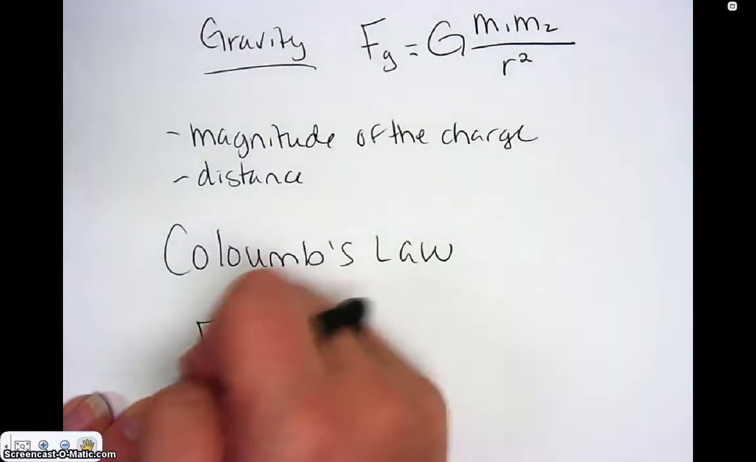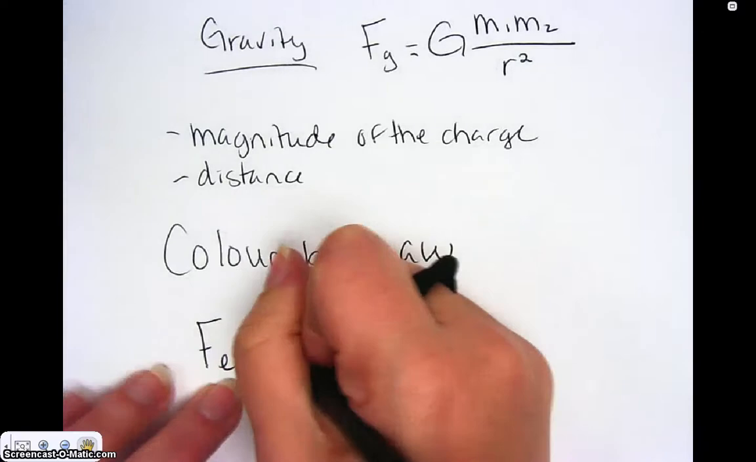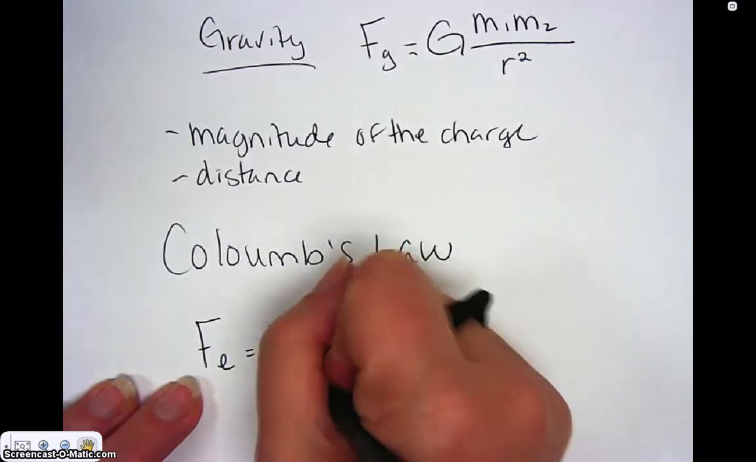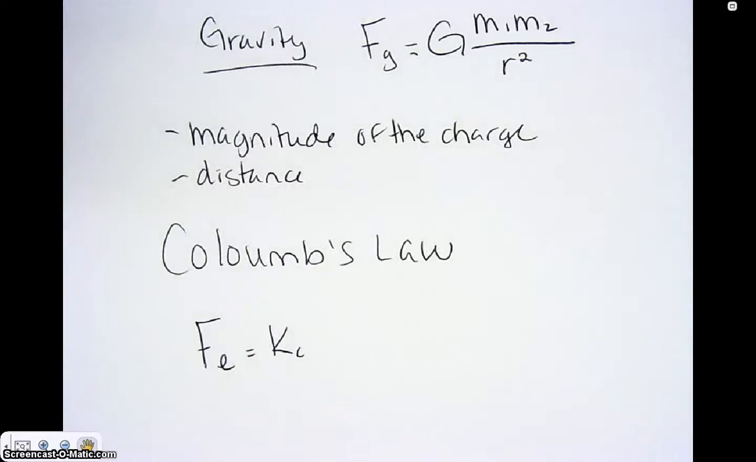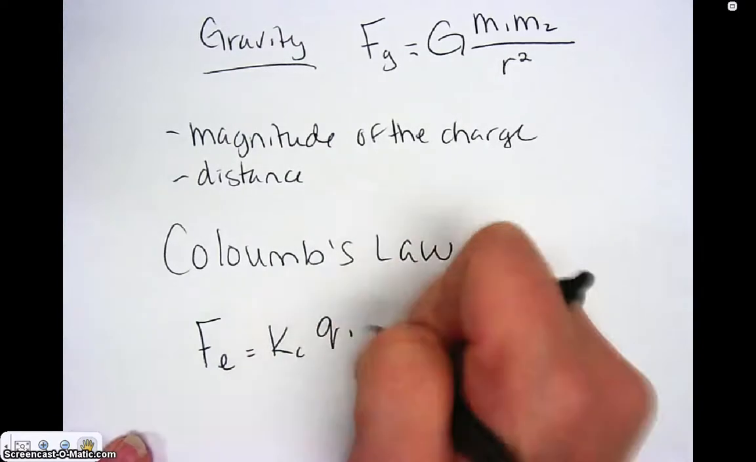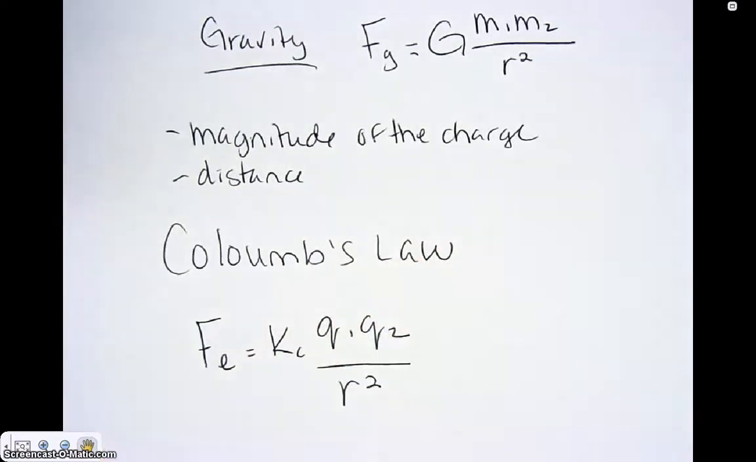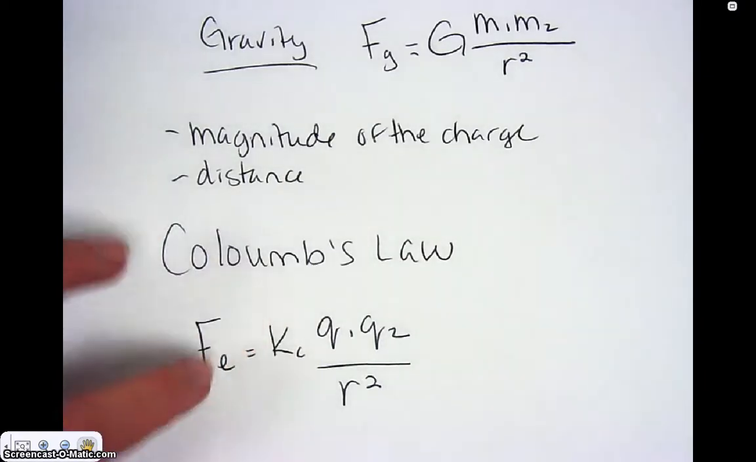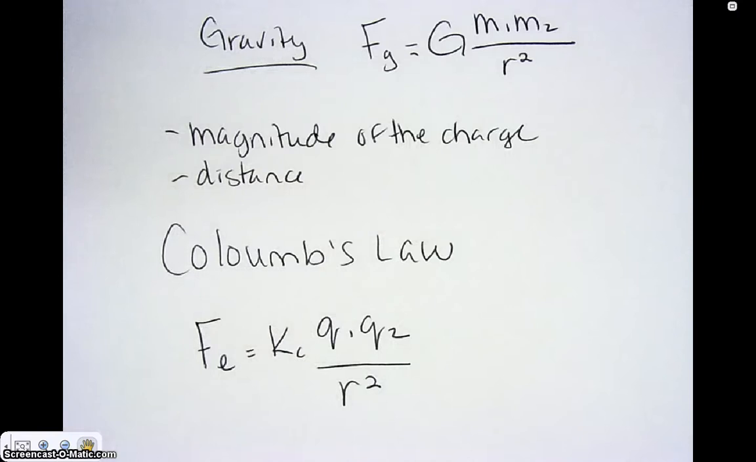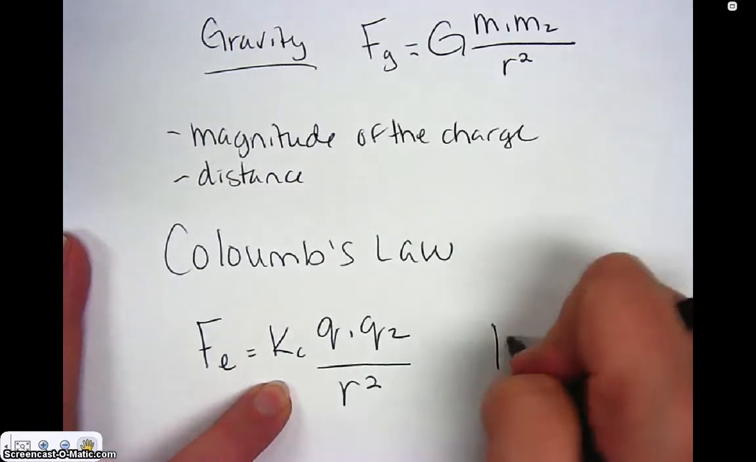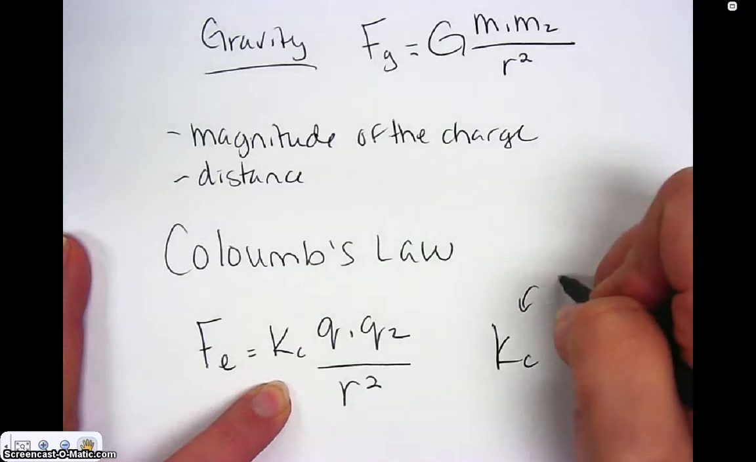So it is that force electric is equal to Coulomb's constant, which is k. Okay, sometimes it's written k little c. And then the magnitude of the two charges, Q1 Q2, all over their distance squared. So the closer they are together, the stronger the force is going to be. And then the stronger the charge is, the stronger the force is going to be. Okay? Now, Coulomb's constant is a known value.